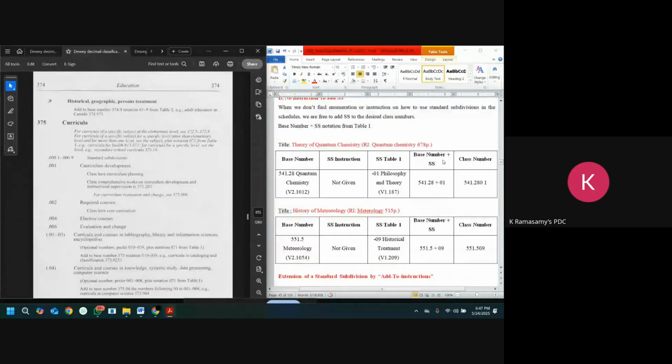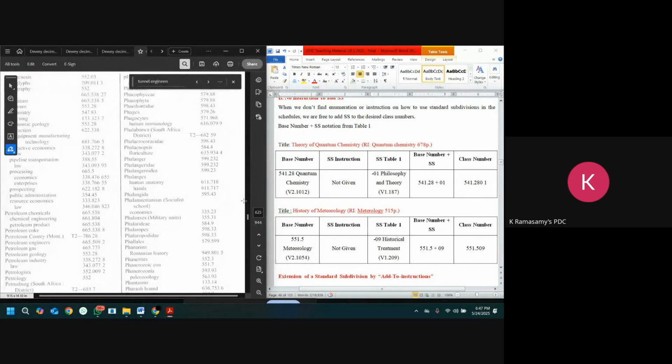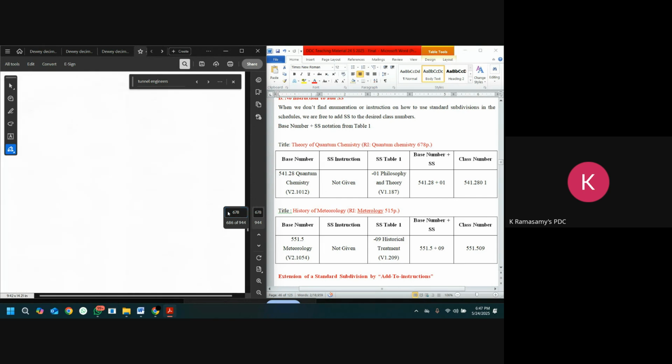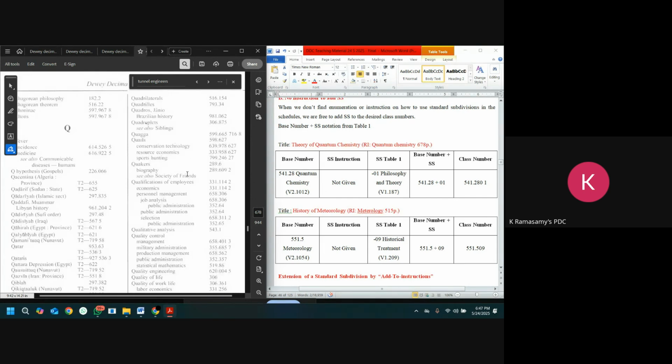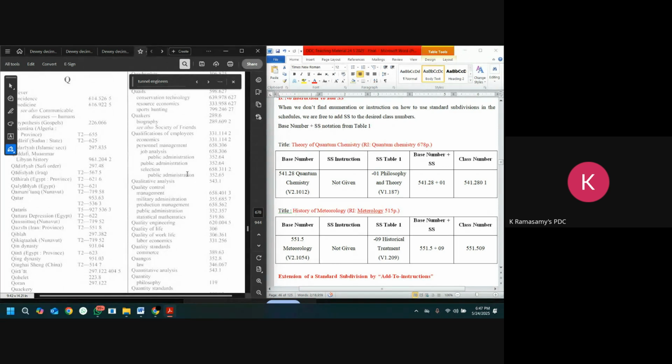Okay, fine. And for example, you can ask a question: sir, I just went through one particular place and there is no instruction for adding SS. So how can I add SS without any instructions? Very, very simple. Whenever there is no instruction, you can add the SS as such to any subject. Absolutely no problem. For example, I go to the relative index. I look for the term quantum chemistry. I don't know what the number is, so I went to the index.